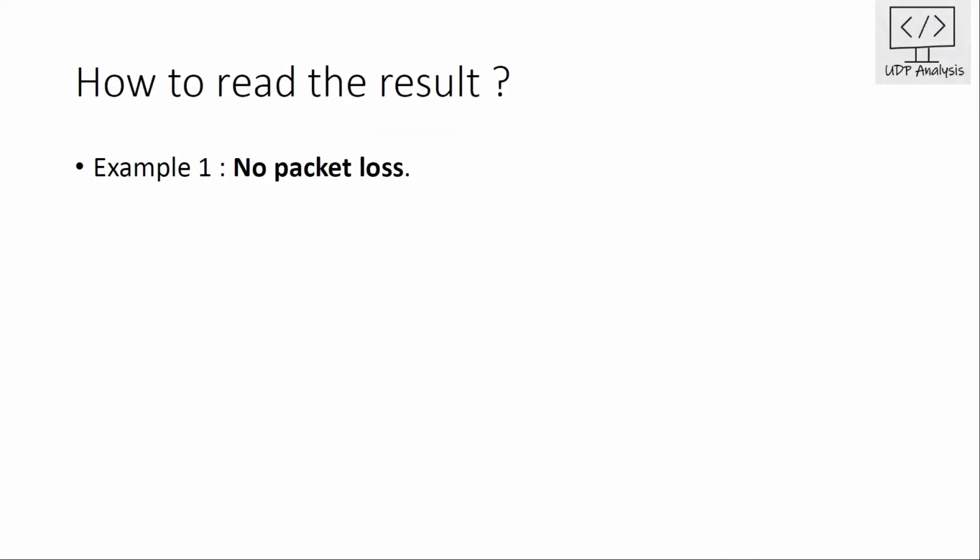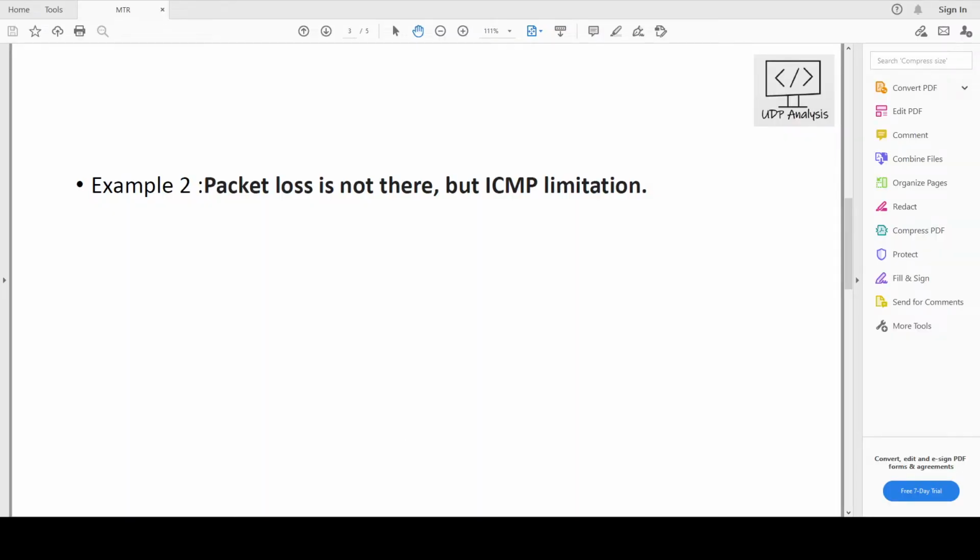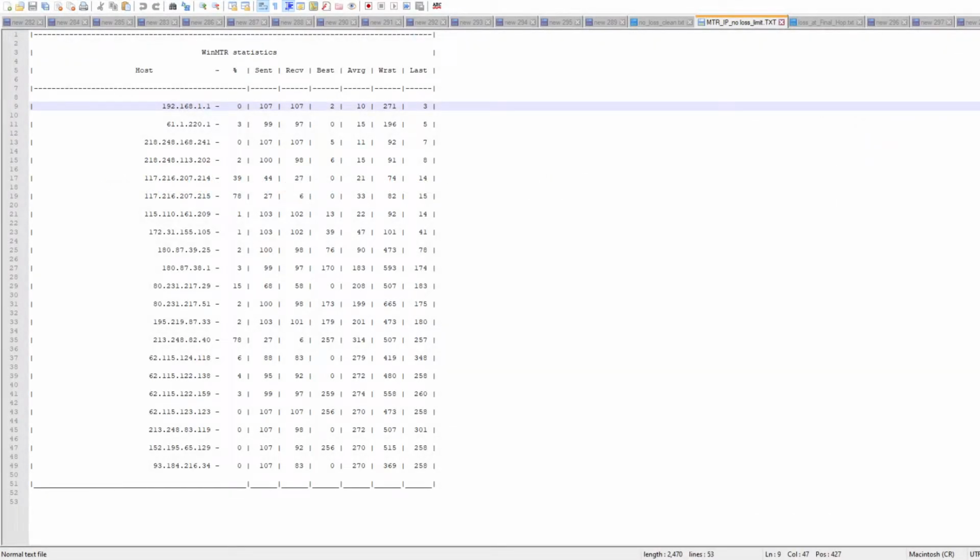The second scenario, let's move on to the second one. In this scenario, packet loss appears to be there, but it was due to ICMP limitation by internet path routers. This one is an MTR taken between source and destination, from my machine to example.com. In the second column, you can see the packet loss. You can see some value between source and destination.